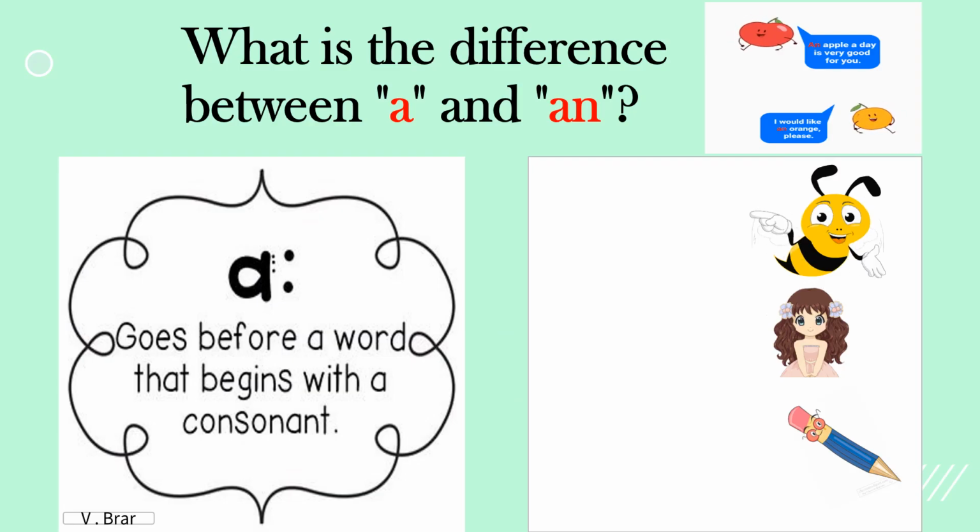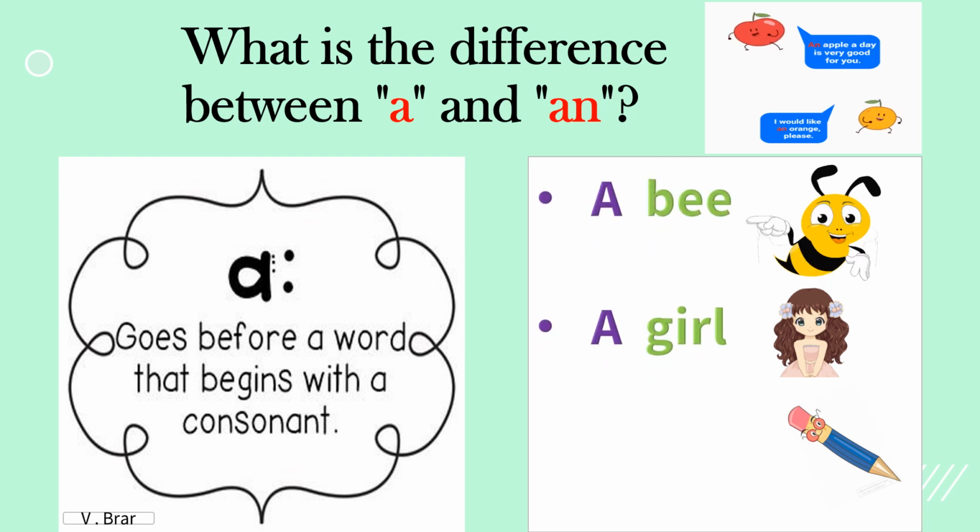So let's see what is the difference between a and an. A goes before a word that begins with a consonant. Let's read these words. A bee, a girl, a pencil. Bee, girl, and pencil are naming words, and these words are starting with consonants. That is why we are using a before them.